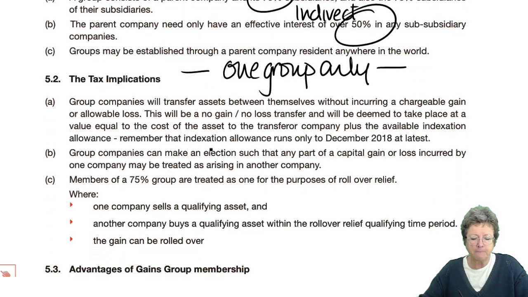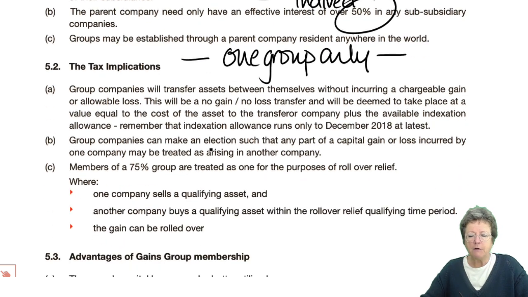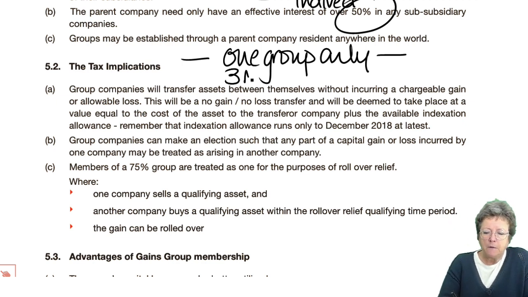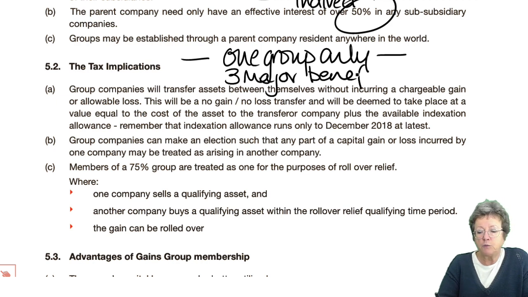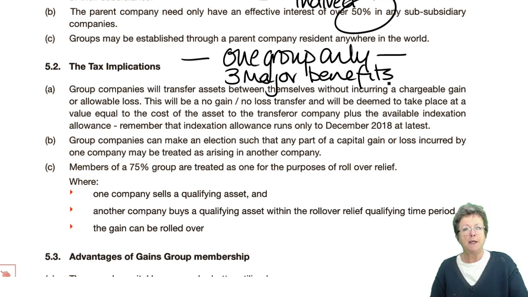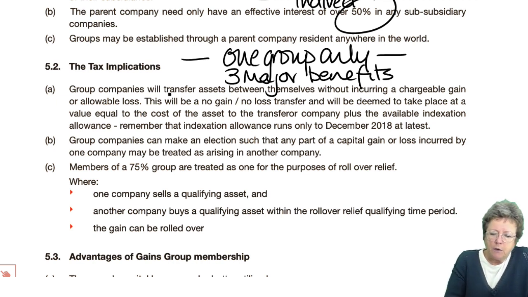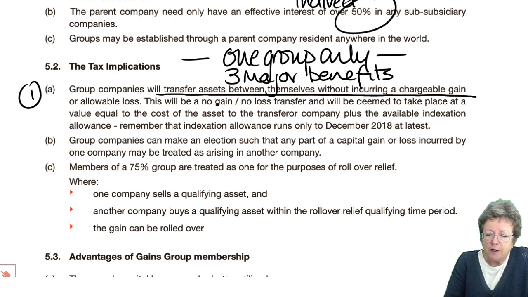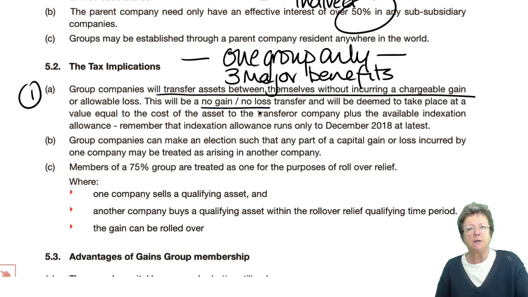Tax implications. There are some lovely tax implications for this. 3 major benefits, which make it so much more beneficial to be in a group. Okay, so number 1, they can transfer assets between themselves without incurring gains. They are no loss, no gain transfers. Okay, no gain, no loss transfers.